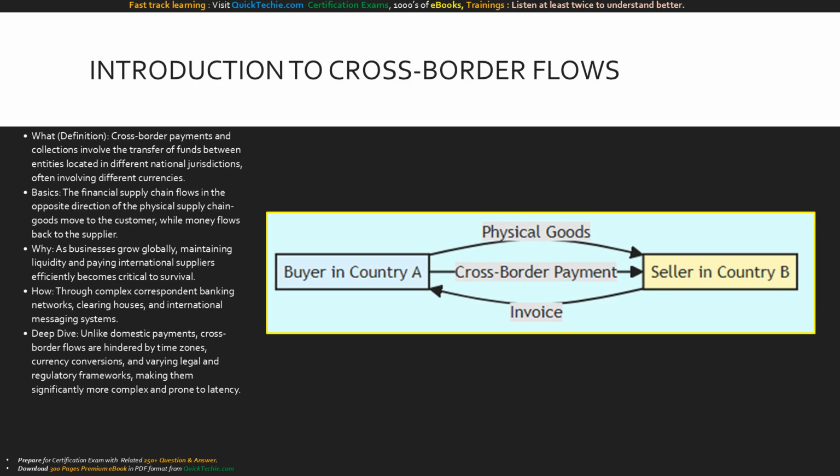Let's define the core of our topic. What are cross-border payments and collections? They are the financial transactions that occur across different national jurisdictions, usually involving currency conversions. The basics lie in the financial supply chain. As raw materials and goods flow in one direction, money must flow in the opposite direction. Why is this so crucial? Because as your corporation expands globally, securing the timely flow of capital to international suppliers and receiving collections from overseas customers is a matter of survival.